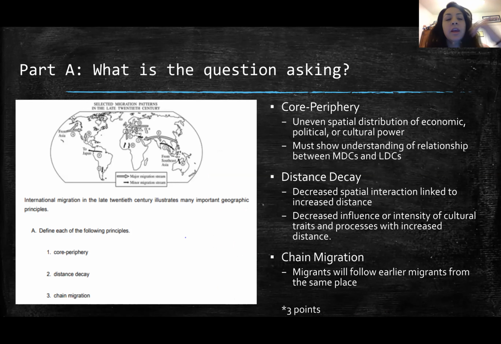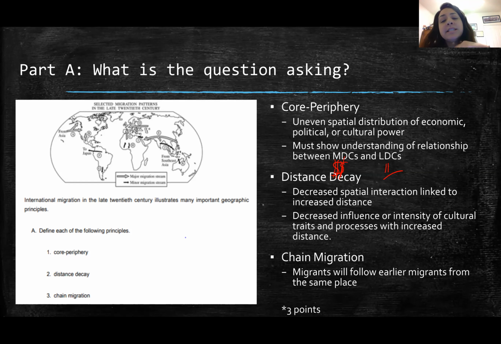So core periphery. To define core periphery, you've got to talk about the uneven spatial distribution of economic, political, or cultural power. The easiest way to do it is basically talking about how MDCs have all the power because they got all the money, and LDCs don't have any power because they're poor, okay? Or they don't get a say in global issues because they're poor. All right, that's your core periphery just in a nutshell. Okay, if you are having trouble with that, look at your definitions again.